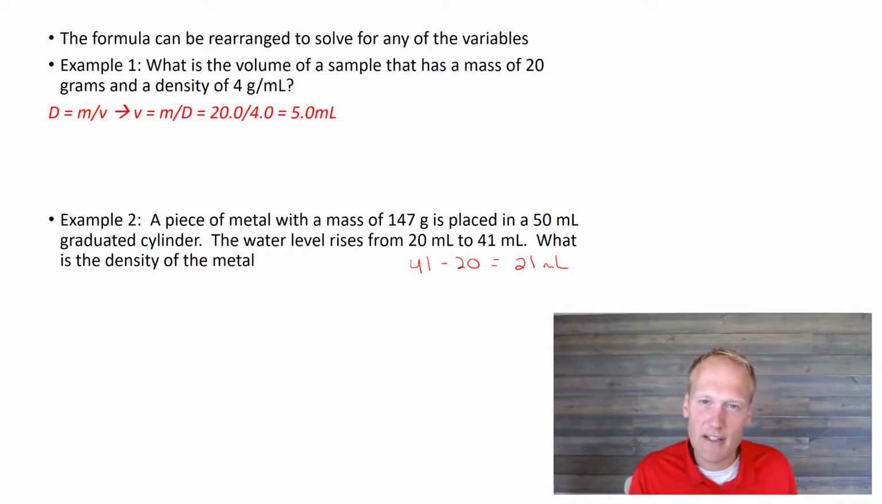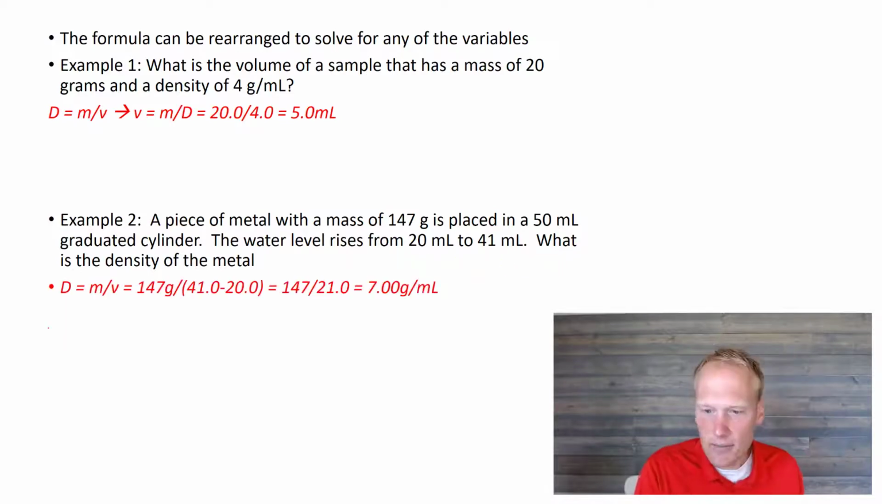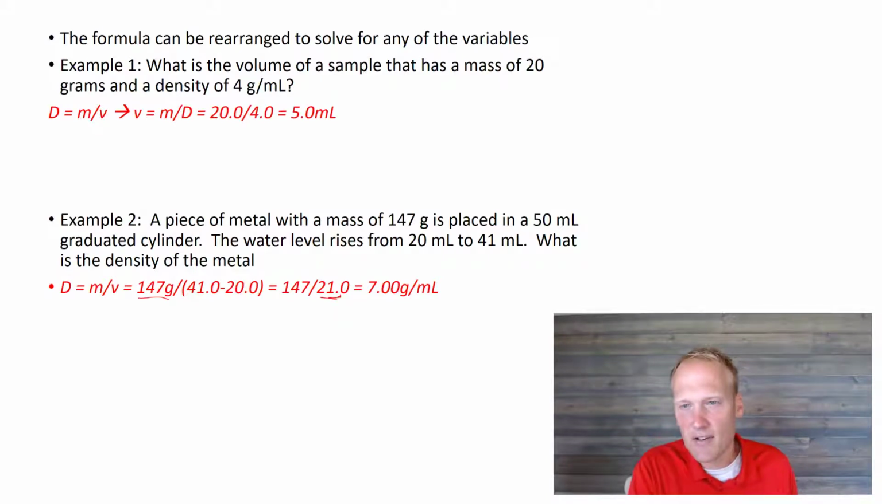Now we can plug that into our density equation. If we do that, we have 147 grams as our mass. We have the 21 as our volume of just the object. We divide and we get 7 grams per milliliter.